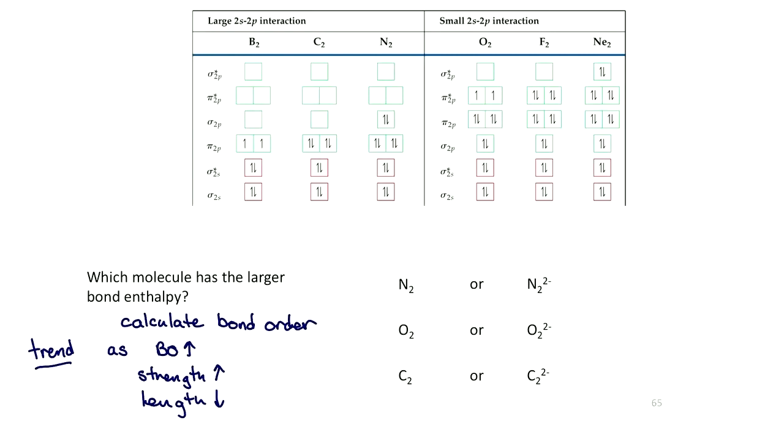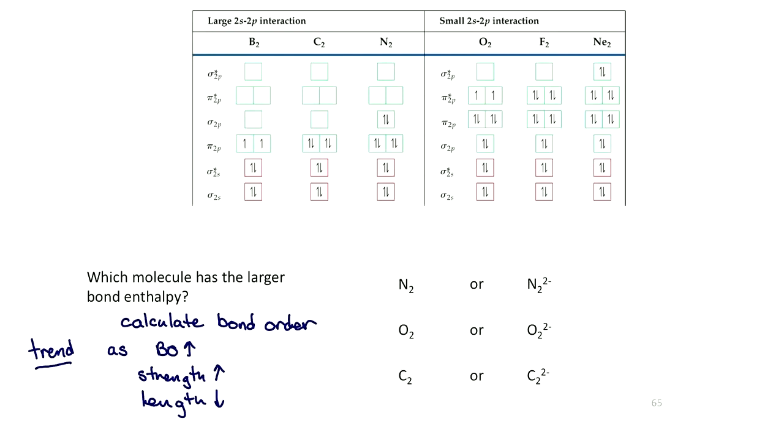So since we're looking for the stronger bond, what kind of bond order are we looking for? A high one or a low one? A high bond order. Strong bonds have high bond orders. Strong bonds are also short. So if the question said which bond is shorter, we would also just look for the higher bond order. Everything just comes back to bond order.